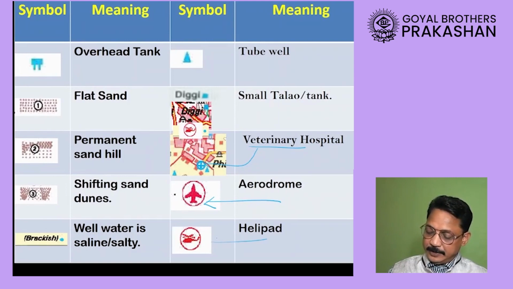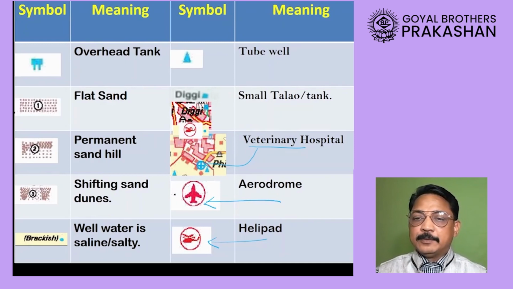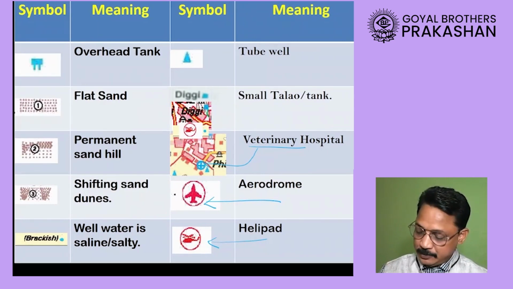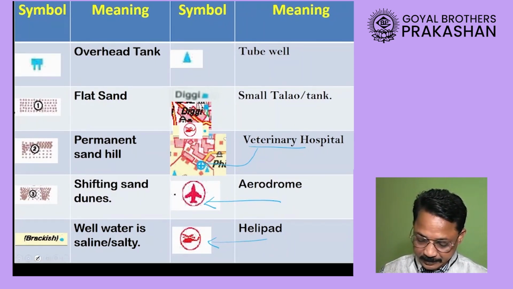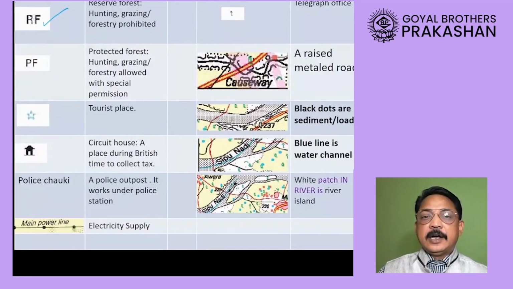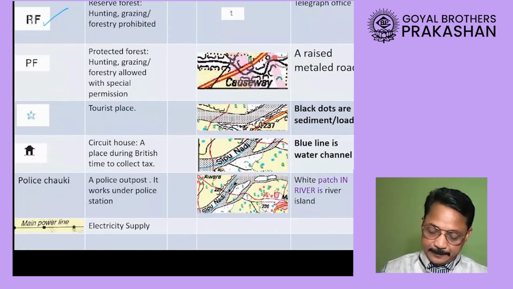The next symbol is a helipad. In the topographic map of the Rajasthan and Gujarat part, dear student, which we have in the syllabus, these symbols will not be seen in topographical maps. Then there are other symbols like RF. RF stands for reserve forest. And in this reserve forest, dear student, hunting and grazing are absolutely prohibited.